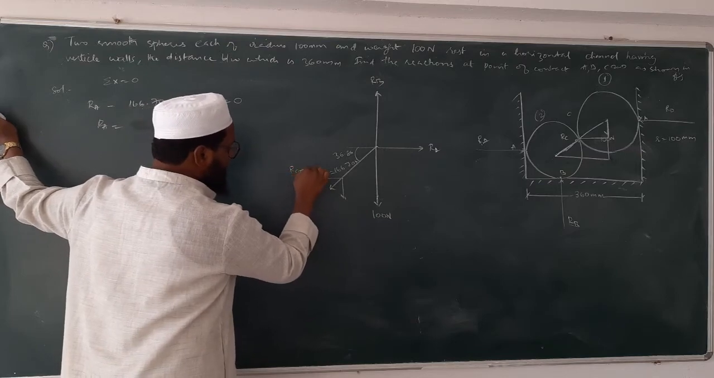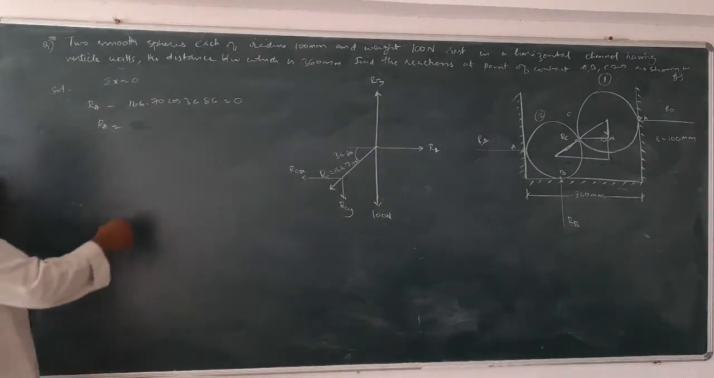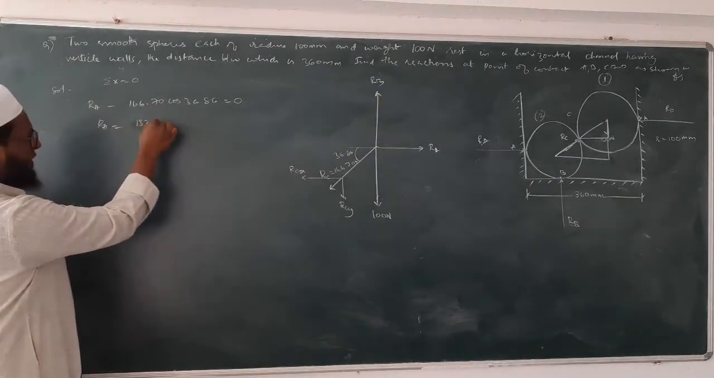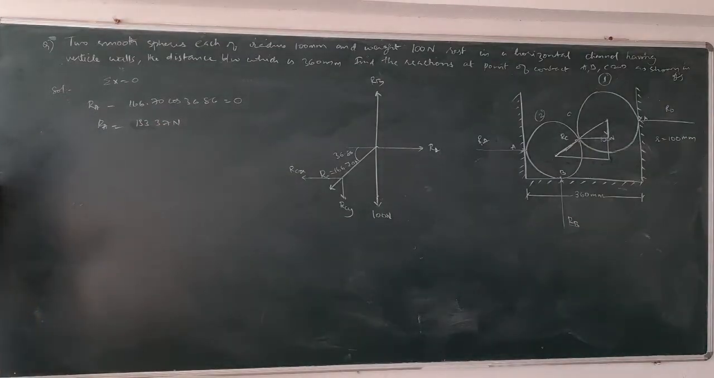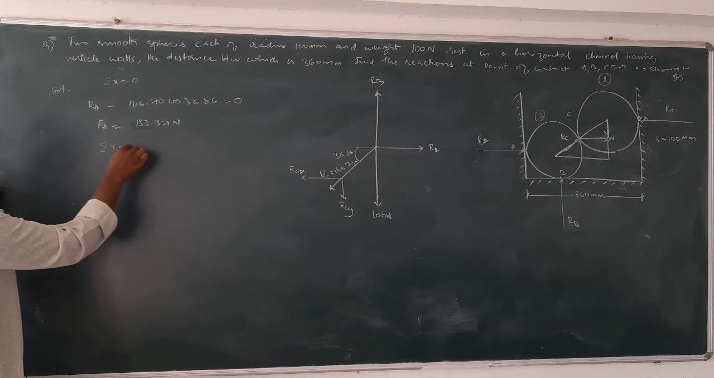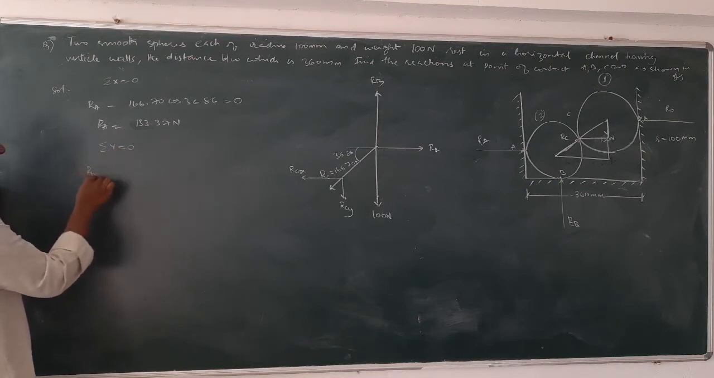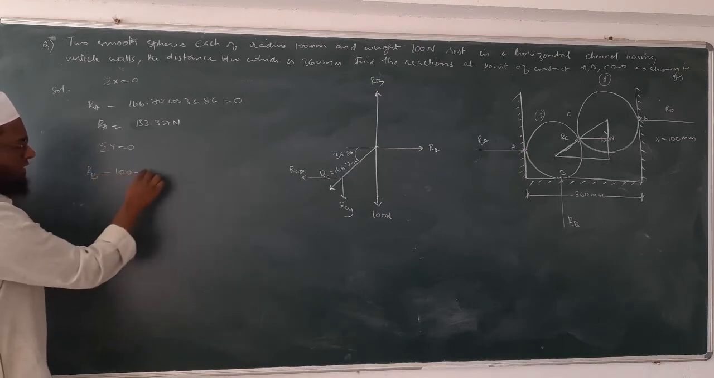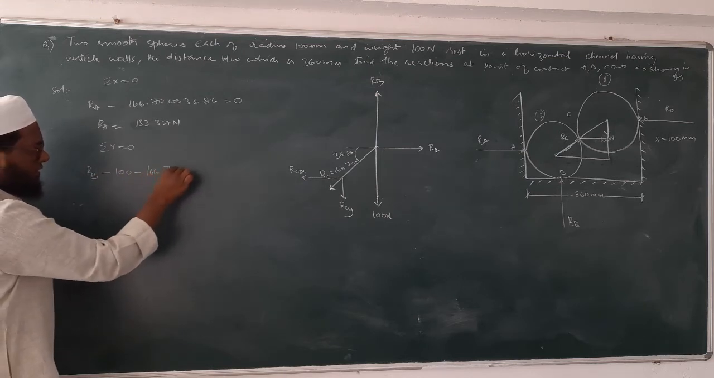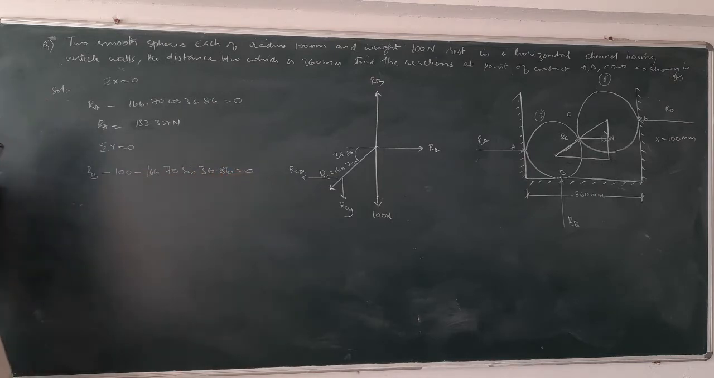This is RCX and this is RCY, isn't it? So how much? 133.37 newtons. With the help of sigma x, we got the value of Ra. Now sigma y is equal to 0. See here how many vertical forces we have? Rb minus 100 minus Rcy, that is minus 166.70 into sine 36.86 is equal to 0. So what is the value of Rb now?